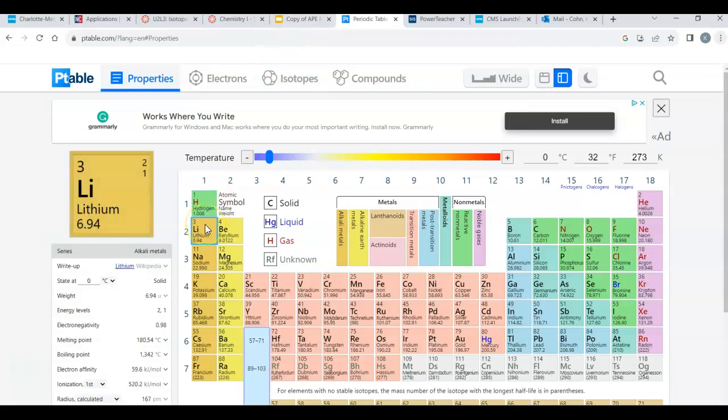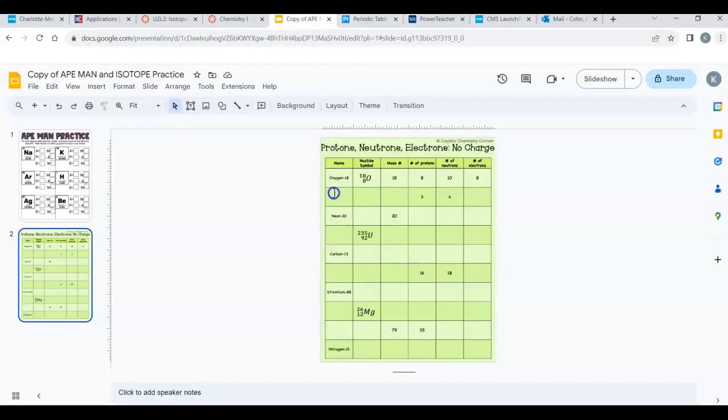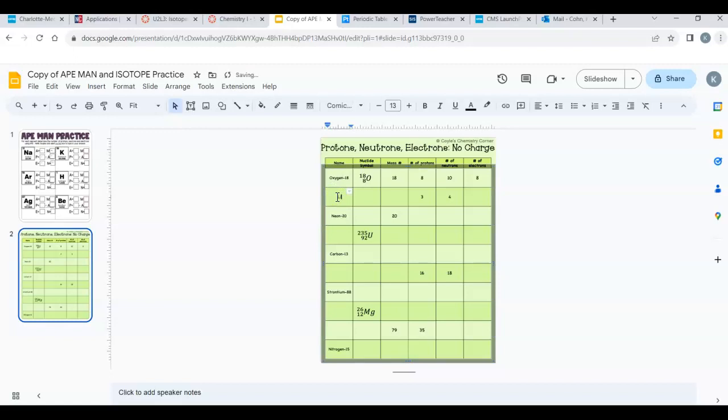Again, I know that because atomic numbers are unique to the element. We use the atomic number to help us identify the element. So here, I know it's going to be lithium, so I'm going to go ahead and write that. I don't know what the isotope number is going to be yet, so I'm just going to leave that for now. Then let's take a look at what we can fill in.